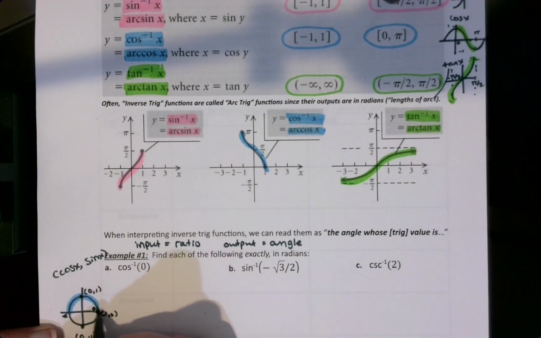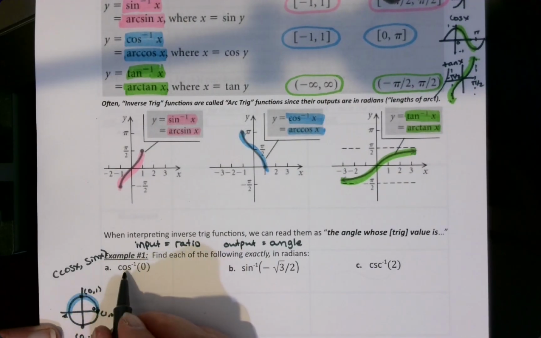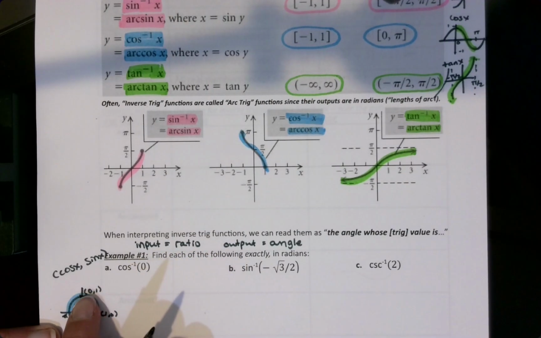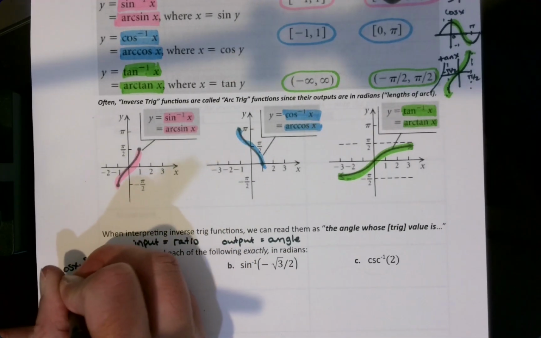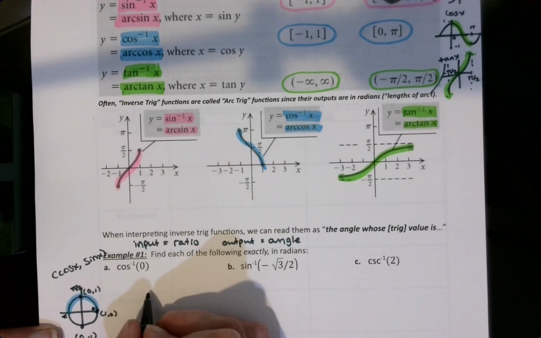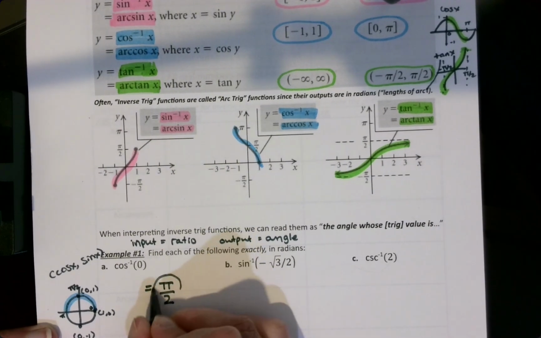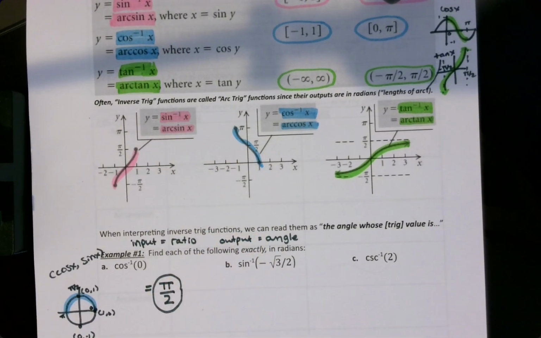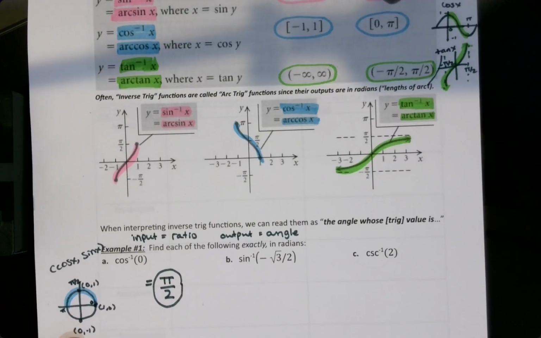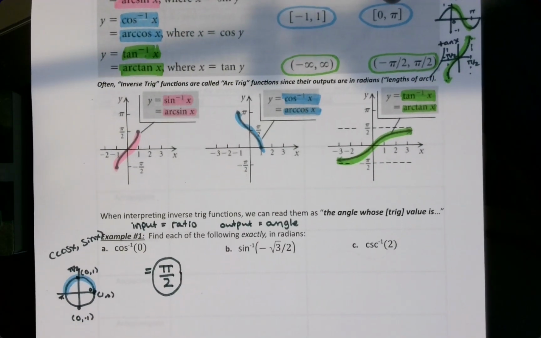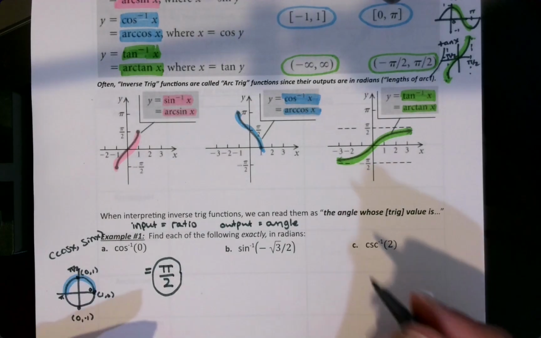So the only angle between 0 and pi whose inverse cosine is equal to 0 is going to be the angle up here at pi halves. So the answer is going to be the angle pi halves. I can use a calculator to get that value. It's going to give me the value in decimal form, and I could figure it out by dividing off pi if I needed to. But for special angles, we're better off thinking about them in terms of the unit circle. That's how I want to think about these.